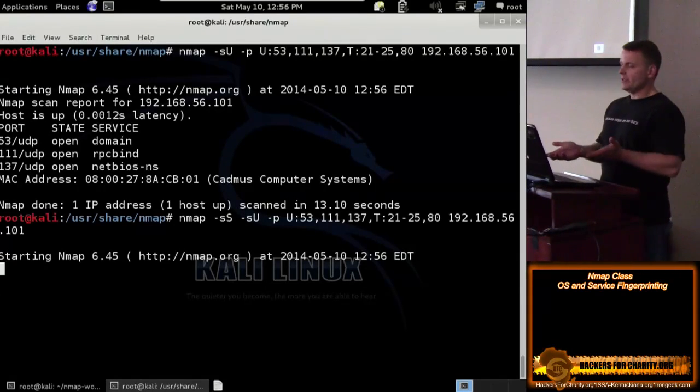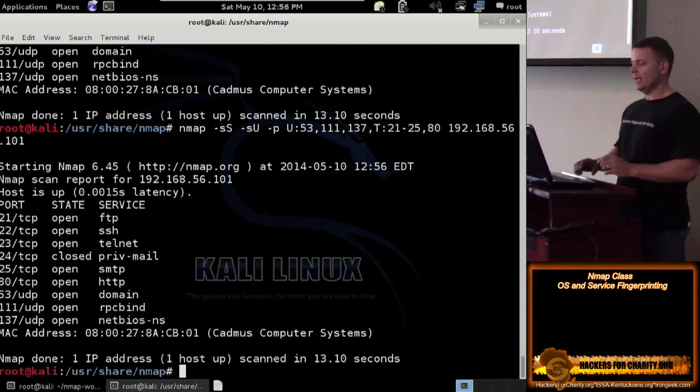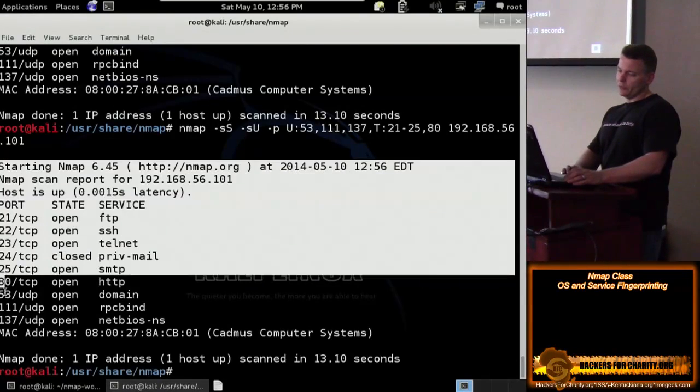And of course, by this example, you can see we can run more than one of those scanning types at the same time, or at least in the same command. And there's our full results.